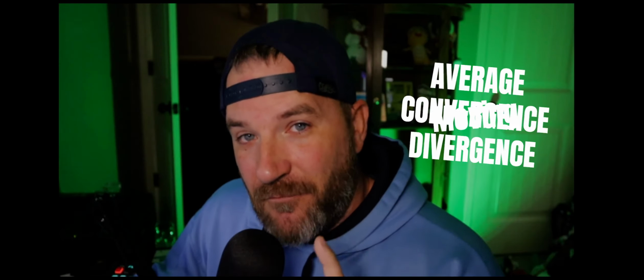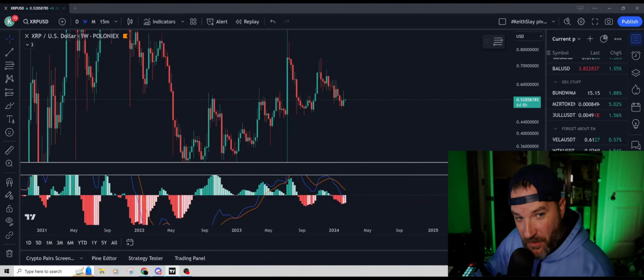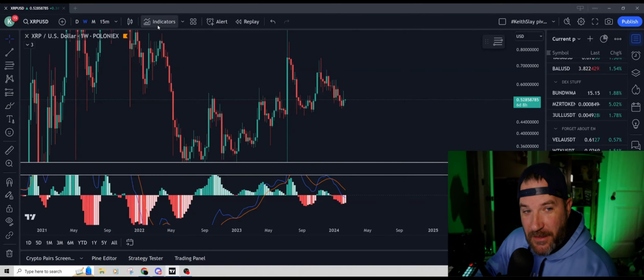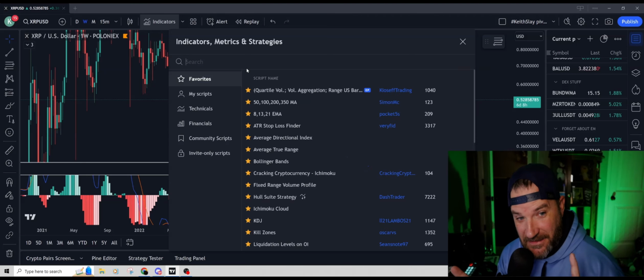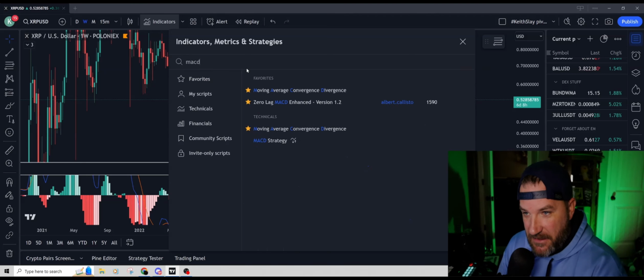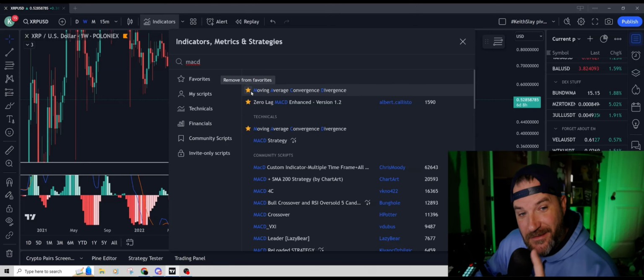All right. This one is called the moving average convergence divergence, or MACD, M-A-C-D. Now, let's have a look at it on the chart. First, let's show you how we add that. We go to indicators right up here like we have been. Click on indicators, type in MACD, moving average convergence divergence. Put a little star beside it so you don't lose it.